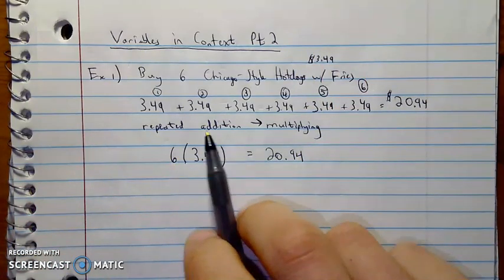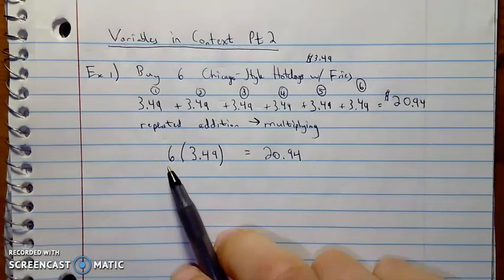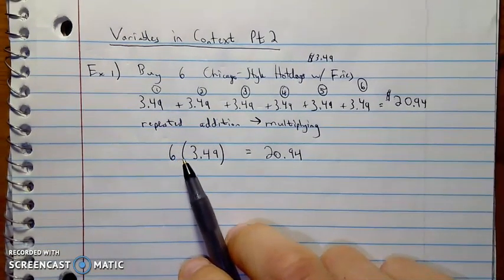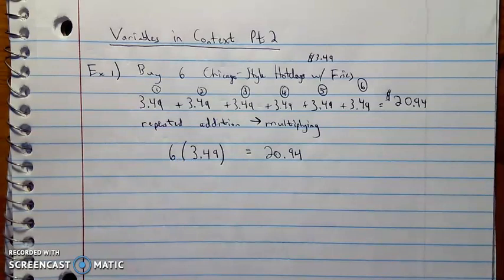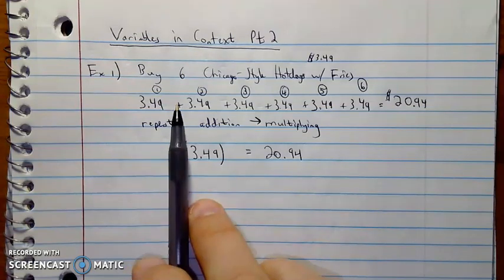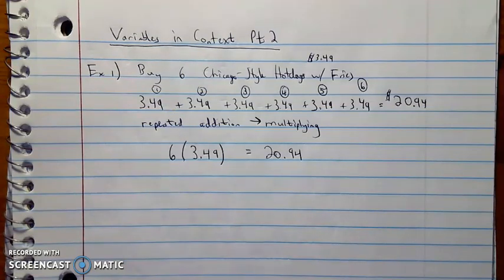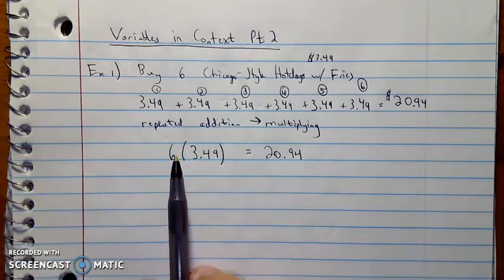Notice there's no multiplication sign right here. If you see a number or a variable next to a parentheses, you can automatically assume that that is multiplication. If it's not multiplication, you're going to see a plus sign, or you're going to see a division sign, or you're going to see subtraction. So if it's not written, you can assume it's multiplication.